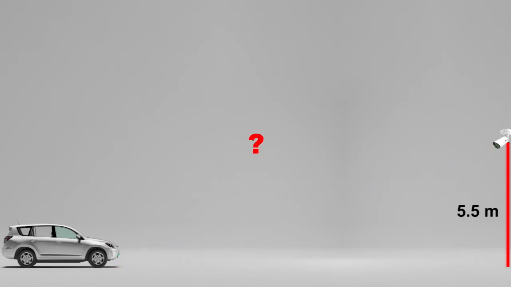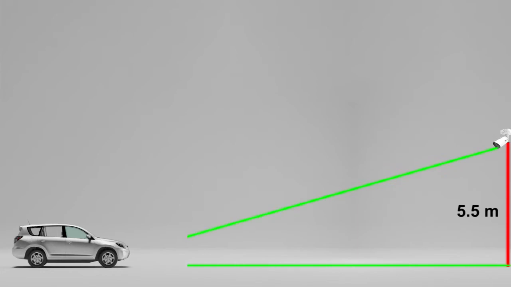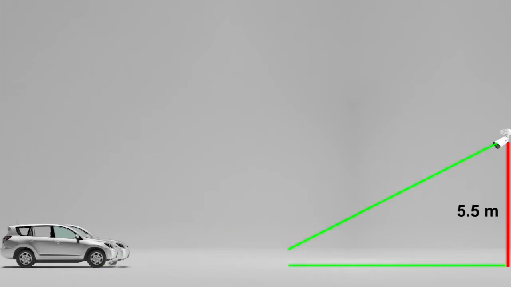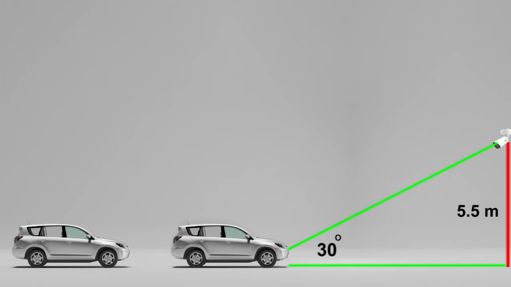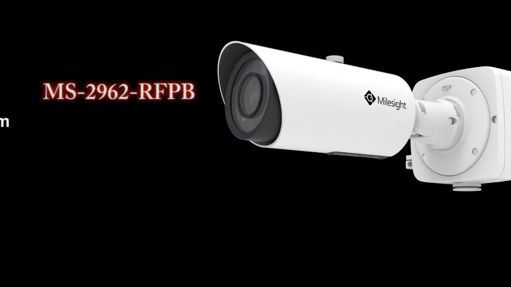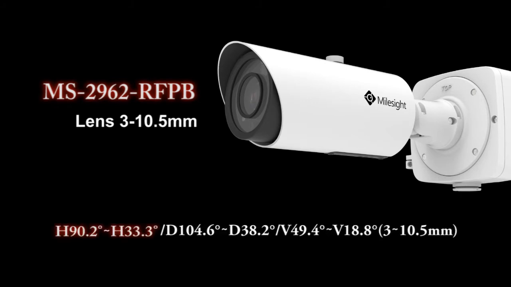So, what type of lens and distance can be optimal considering these limitations? Based on mathematical calculations, if a camera is installed 5.5 meters high at a 16 degree vertical angle, the optimal image will be at a distance of 18 meters on the horizon and 18.8 meters to the camera. But in the same condition, if it is installed at a 30 degree angle, the license plate can be read approximately at a distance of 9.5 meters. So, the choice of the lens type should be based on the calculated distance. When we choose 2962 RFPB with the lens of 3 to 10.5mm, the horizontal image is 33.3 degrees at maximum zoom.